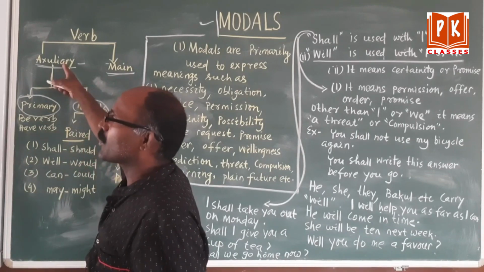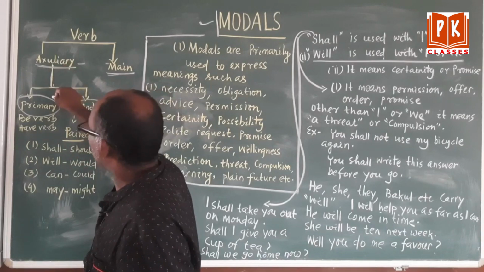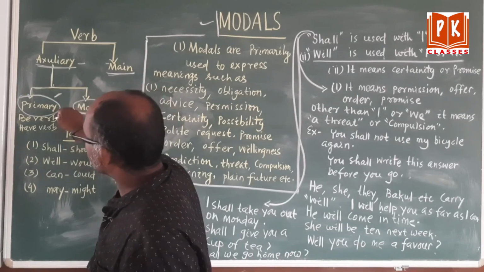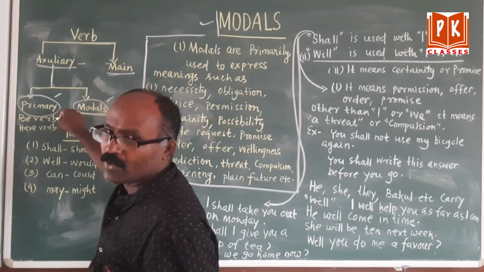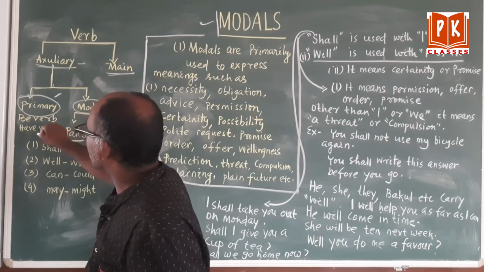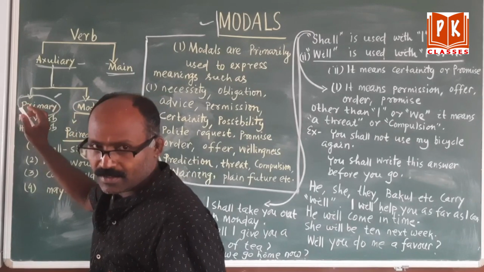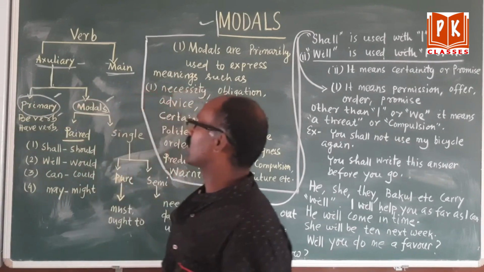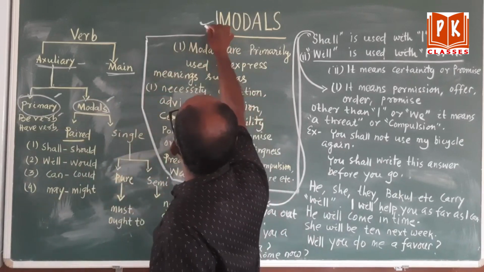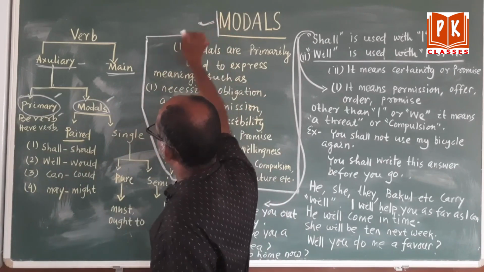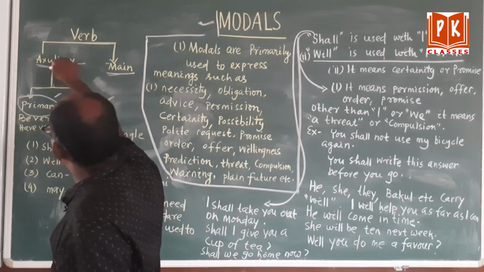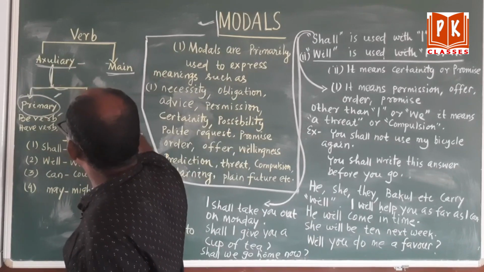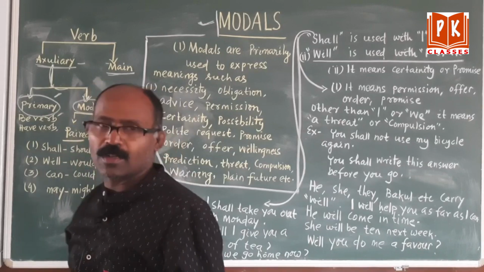From the auxiliary verb we are getting the primary verb and the modals. Primary verb means is, am, are, was, were, will be, shall be. You can say has, have, had, isn't it? These are the be verbs or have verbs. But as our topic is modals, today we will discuss the modals.